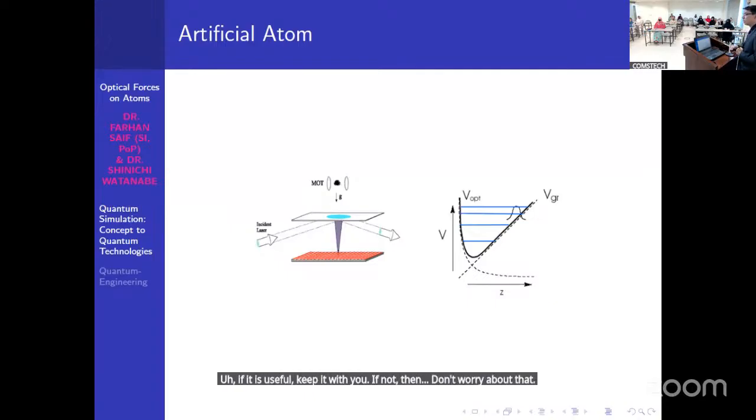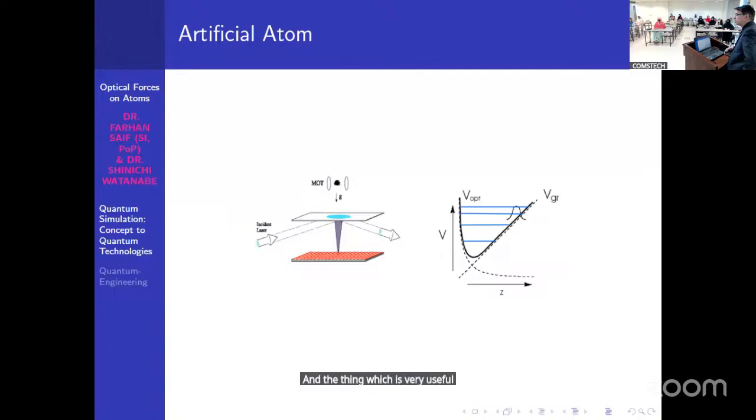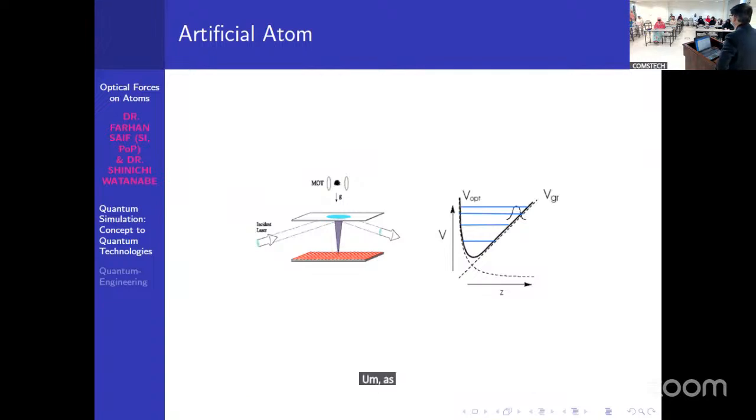So if we go into the quantum mechanical calculations, we find eigenstates and eigenfunctions. And the thing which is very useful is that this potential is very similar to what we know as the Coulomb potential. One difference is that in the Coulomb potential we have a continuum, but here we don't have a continuum. So however high we go on an energy scale, we should still find some energy levels. It's very interesting. So this is something which is useful.